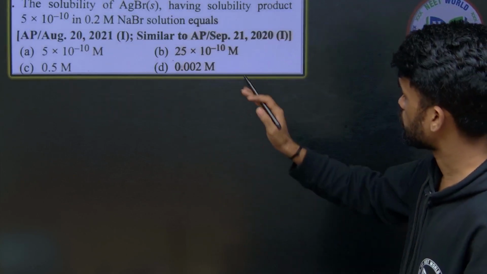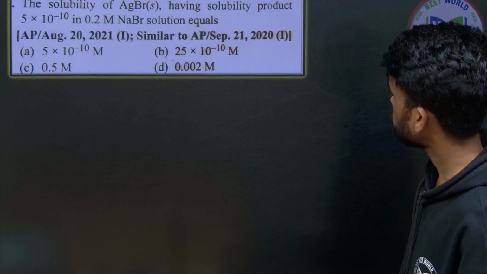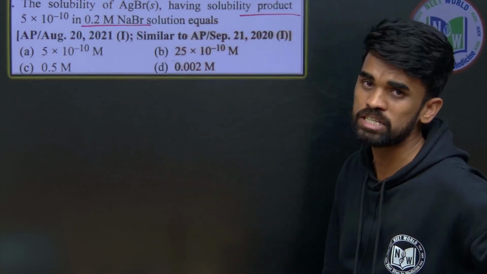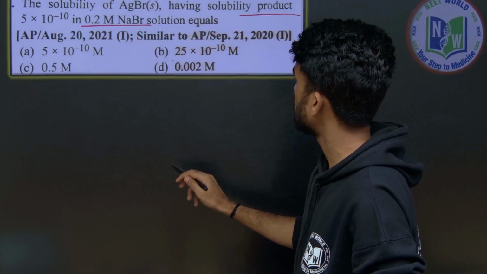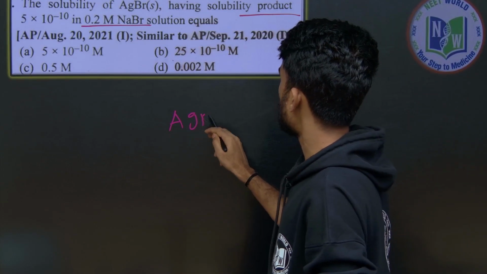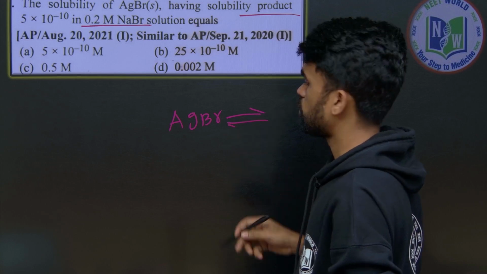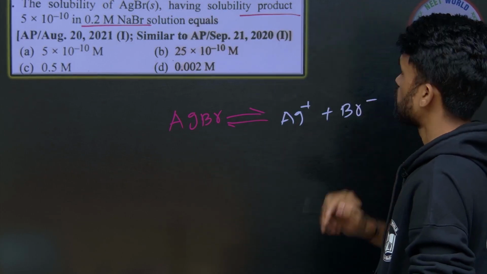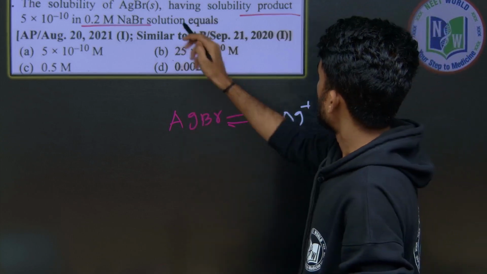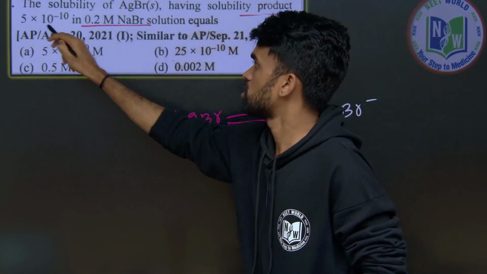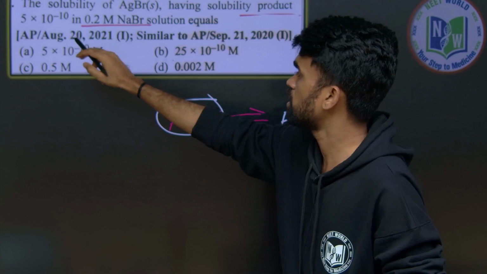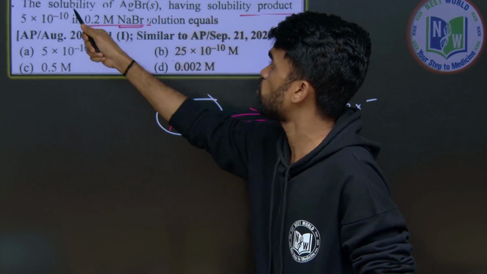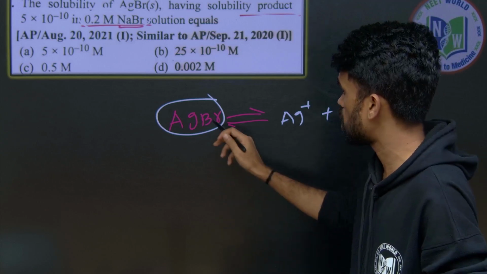Then next, solubility of AgBr, having solubility product is this much, in NaBr. Again this is also common ion effect. So they are saying AgBr is a sparingly soluble salt. It will be dissolving like Ag plus and Br minus. This one having solubility product is this much. So Ksp of AgBr is given. So in NaBr, in this strong electrolyte, what is its solubility? What is the solubility of AgBr?